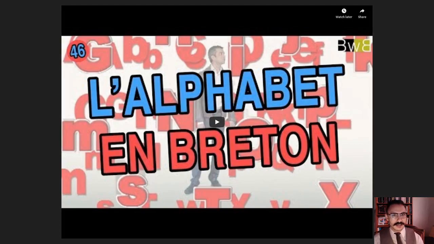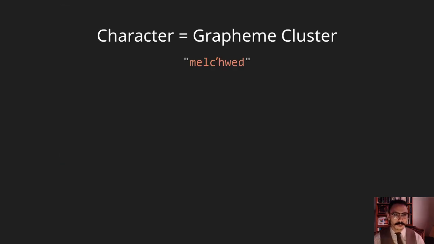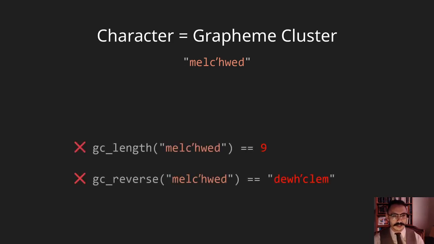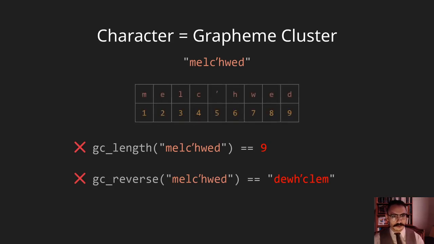Yep, that's right. In Breton, C'H is its own letter. So if you ask a Breton speaker, they will say that this is part of our alphabet. If things are collated, then it'll be considered its own letter. And if you ask a Breton speaker how long is a string, they will oftentimes count it as a single letter. So let's try our grapheme cluster algorithm to see if it handles it. Nope, it thinks it's 9 characters long, and it thinks the reverse is this. Now, that's clearly not right, especially if you consider C'H to be its own letter.